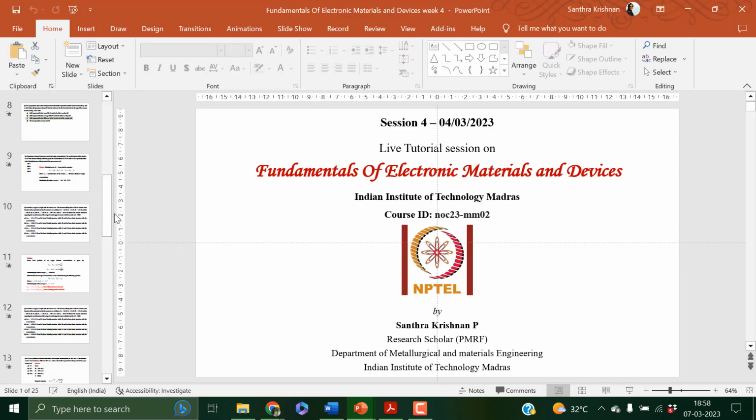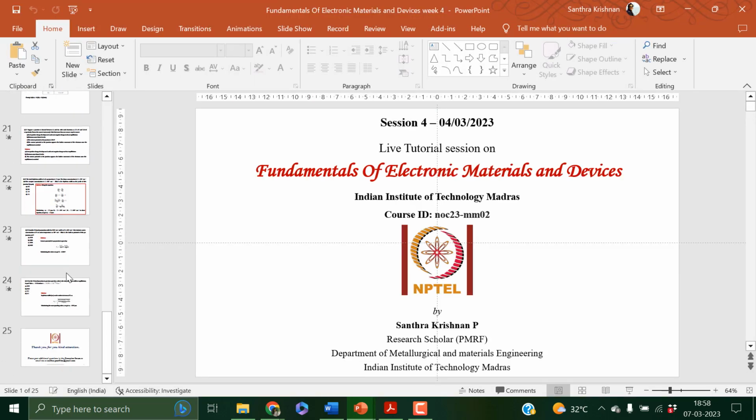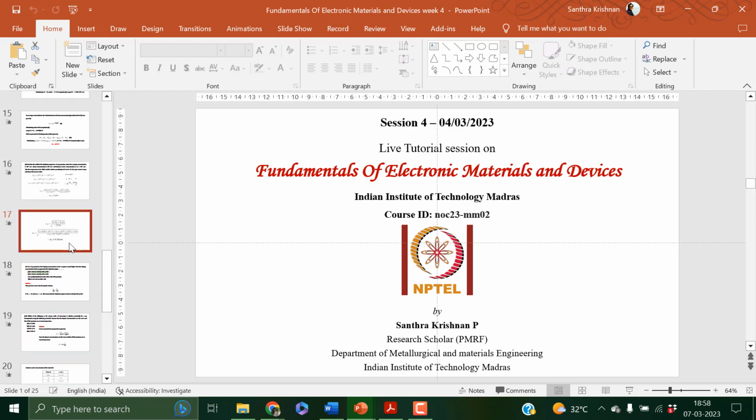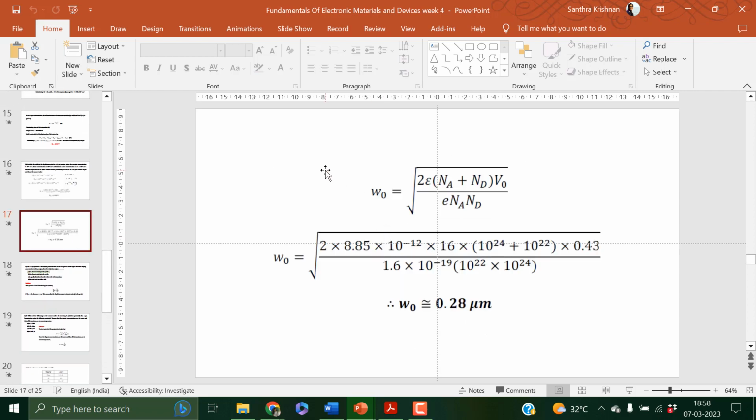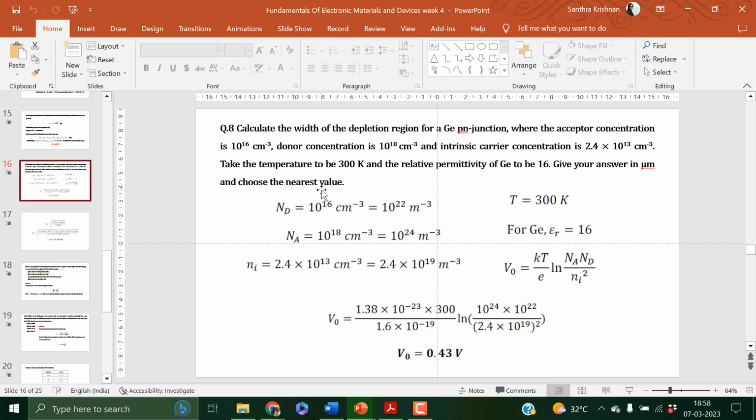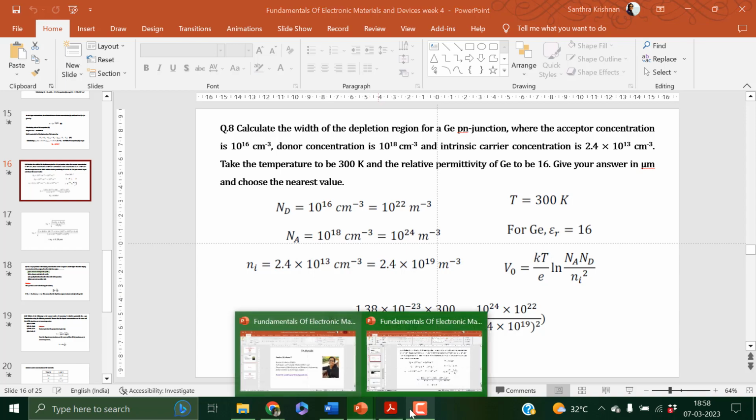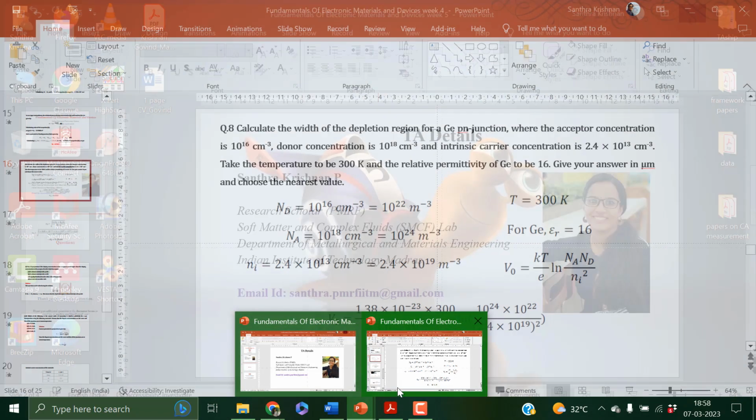I'm not getting it, ma'am. Let me see the older equation. The old equation was W0 is equal to 2 times epsilon (Na plus Nd) V0 by e into NaNd, right? Yes, ma'am. This was for the normal case. But here it is given that it is strong inversion. So what happens during strong inversion according to the diagram?